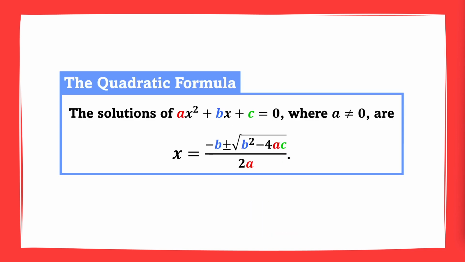The quadratic formula can be used to solve any quadratic equation written in ax squared plus bx plus c equals 0, where a is not equal to 0. I memorized the formula using this tune. X equals negative b plus or minus square root b squared minus 4ac, all over 2a.